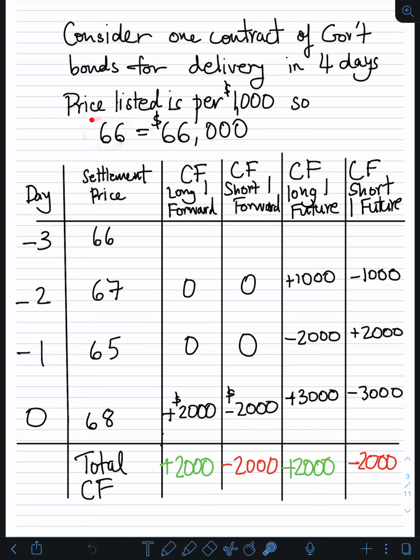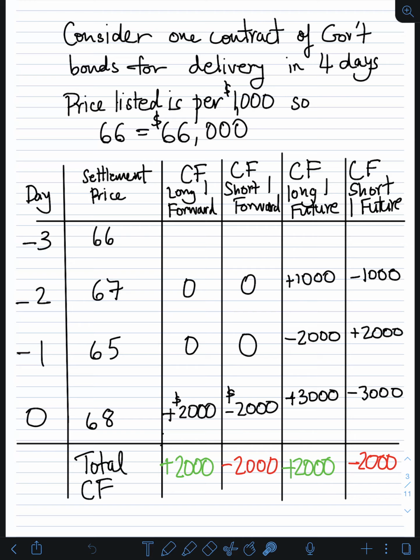Okay, so when I say 66, I'm talking about $66,000. So we have a 4-day maturity, so we're counting down -3, -2, -1. 0 is the date of maturity. Okay, how do these prices move?